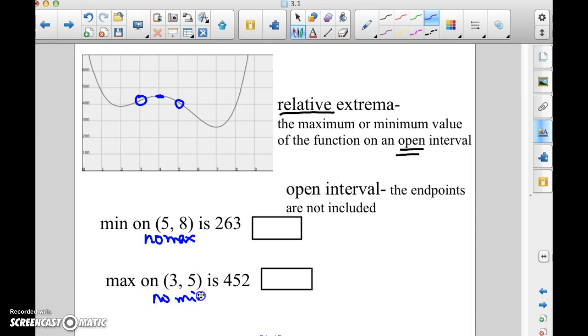So with an open interval, you're not guaranteed to have a max and a min. You might have neither max nor min. If we had a graph like this, the endpoints are not included, there's no high point, there's no low point. So that graph would have neither a max or a min.